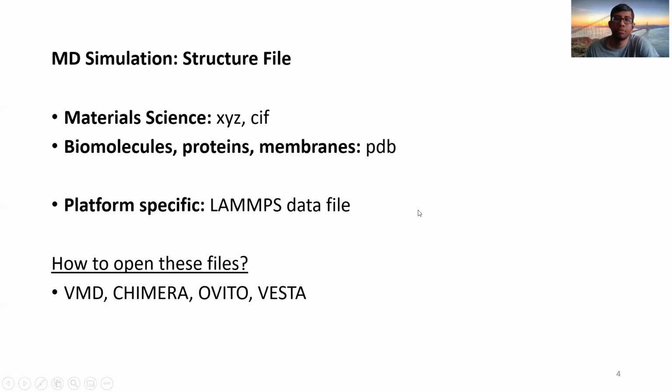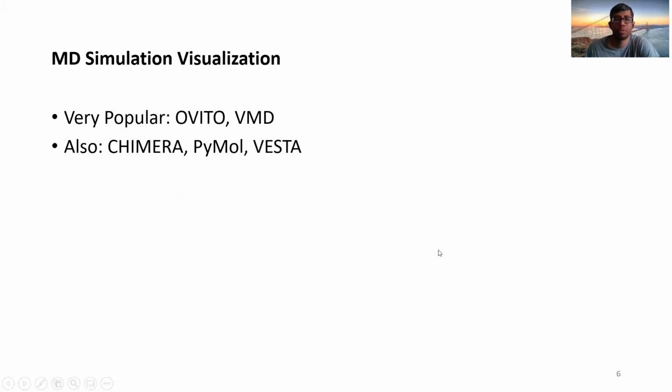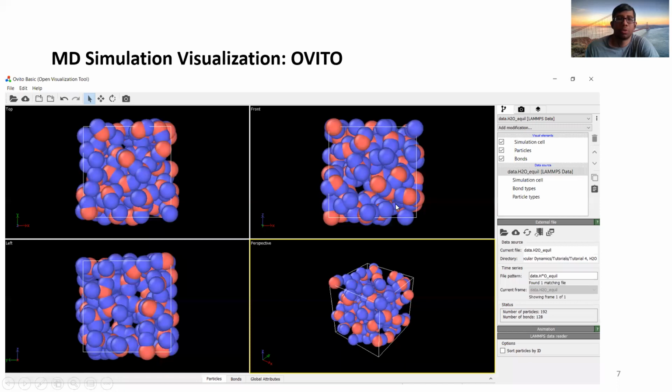We have talked about the different formats like XYZ, CIF, PDB or LAMMPS data file, and how to use those files through some software. We have shown you some examples of databases and research groups. When you want to visualize the MD simulation results, very popular software platforms are OVITO and VMD. Also, there are several others: Chimera, PyMOL, Vesta, and so on.